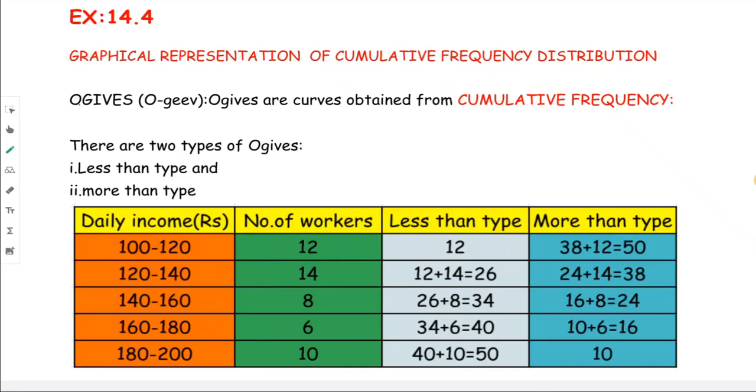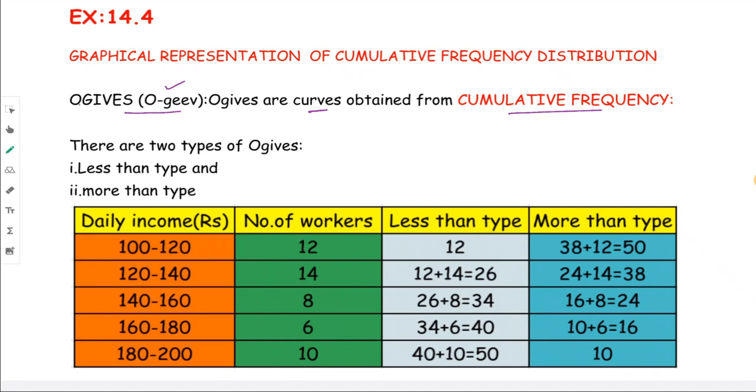14.4 Graphical representation of cumulative frequency distribution. If you remember, in class 9 we did 3 types: the bar graph, the histogram, and the frequency polygon. In class 10 we'll be learning one more, and it is known as ogive. It is pronounced as ogive. So what are these? Ogives are curves obtained from cumulative frequency.